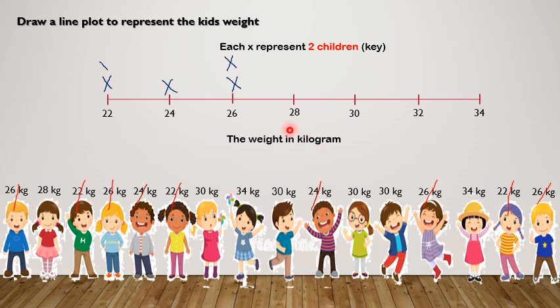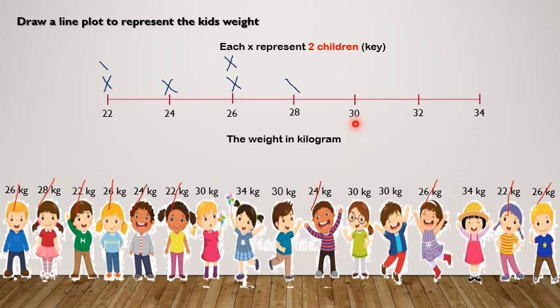28. Let's see how many times 28 is repeated. 1, and nothing else. So only 1. So I will draw 1 X. No, this is incorrect, because one child doesn't mean 1 X. One child only means 1 dash. Like this. Let's move to the next number.